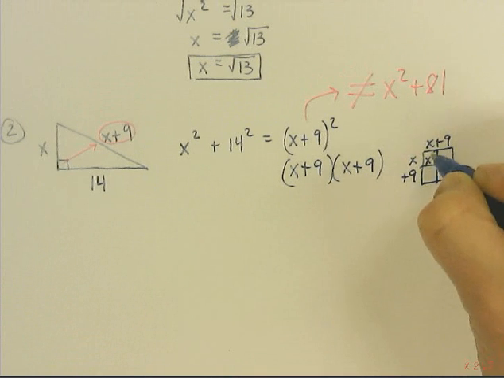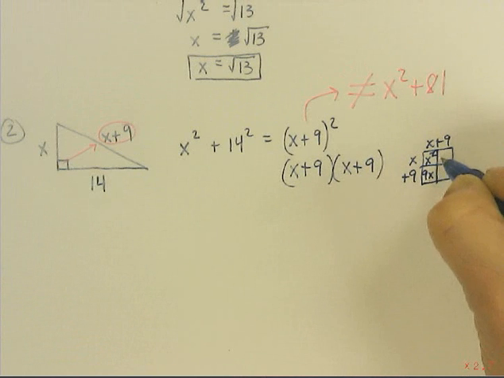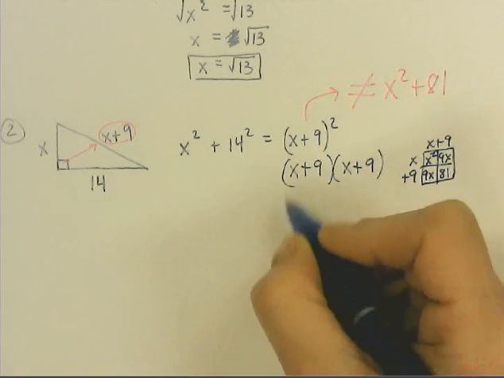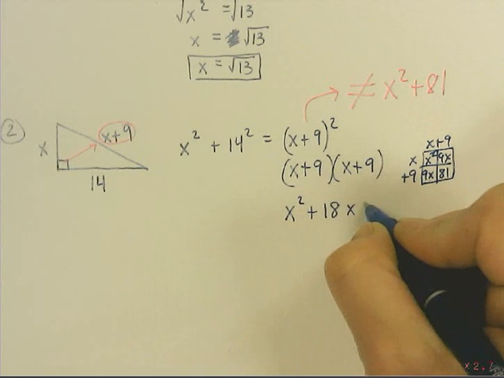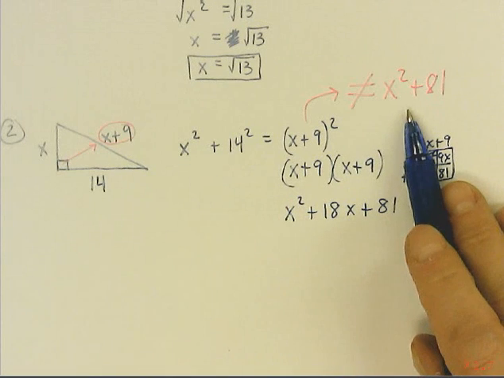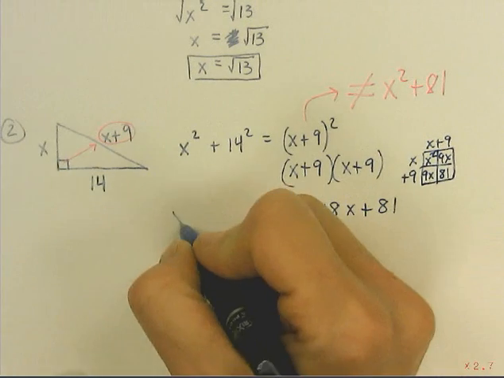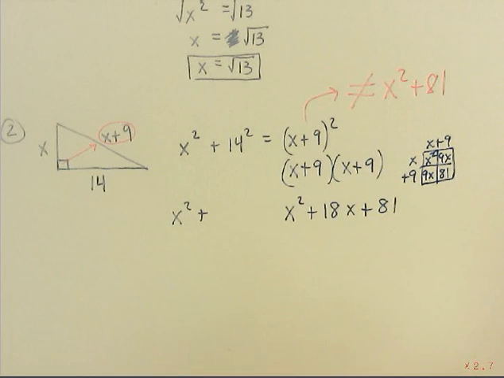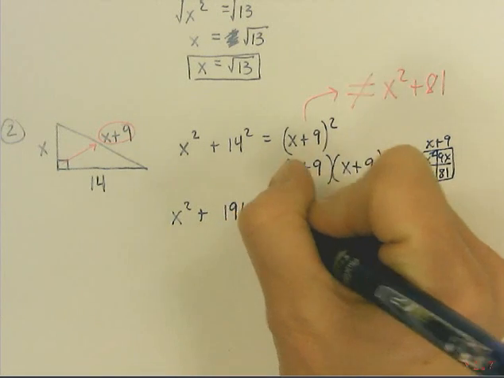If you don't have to show this, that's awesome. You get x squared, 9x, 81. So you multiply this out, we get x squared plus 18x plus 81. Remember, that's not the same as x squared plus 81. On this side, we're going to have x squared plus 14 times 14 is 196.